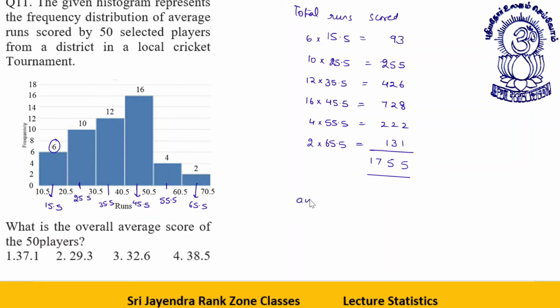What is the average? The average will be 1755 divided by 50, or a better way, 1750 plus 5 divided by 50. 5 by 50 is 0.1, and the zeros cancel, 175 by 5 is 37.